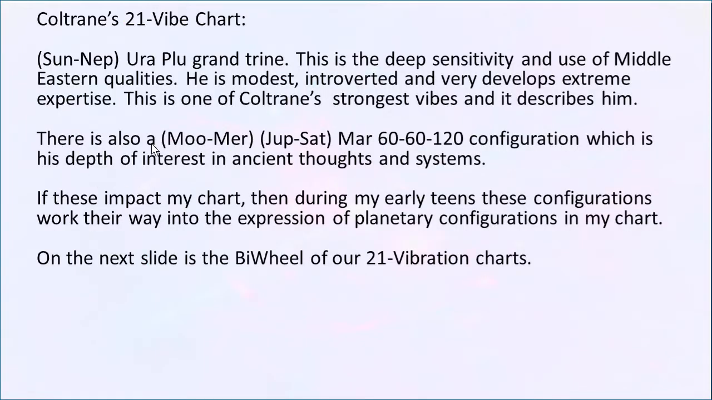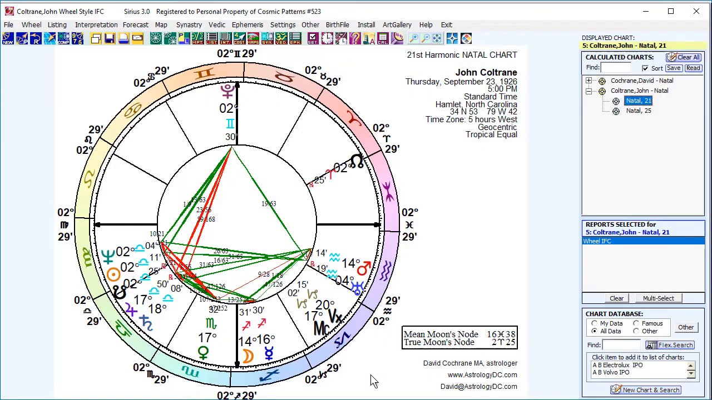There's also a Moon, Mercury, Jupiter, Saturn, 60-60, 120. That's this, Moon, Mercury, Jupiter, Saturn, Mars, 5 planets, spreading around a little bit. Spreading around quite a bit, actually. So the Moon sextile Mars is strong, Mercury sextile Jupiter is strong. It's spreading around. So not super tight, but it is 5 planets.